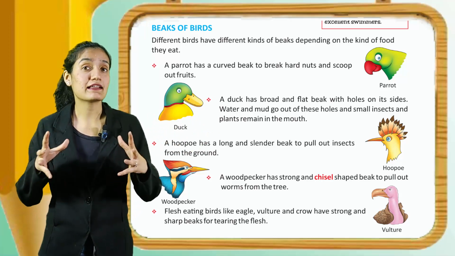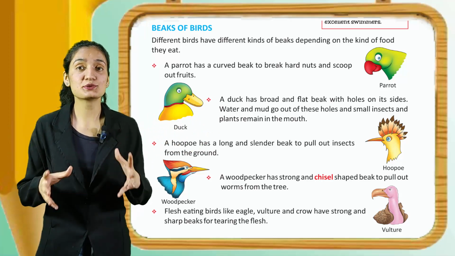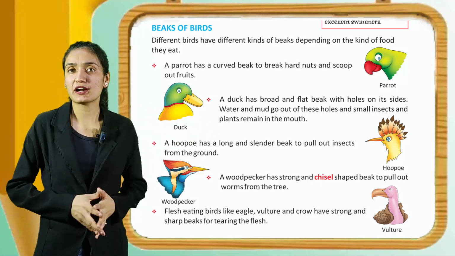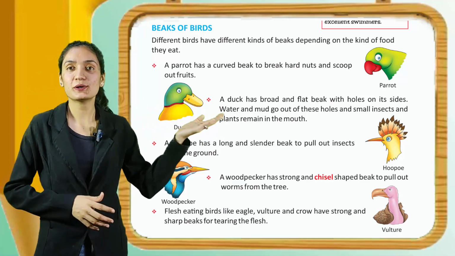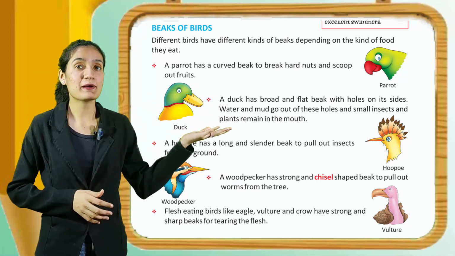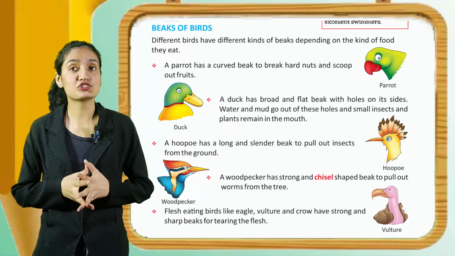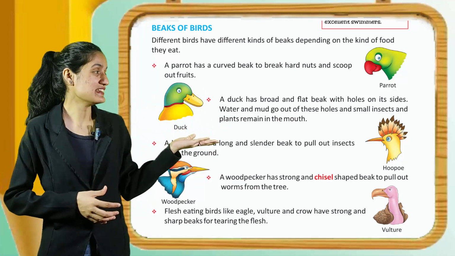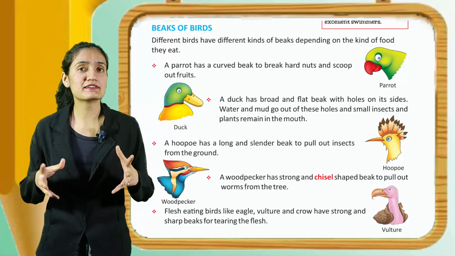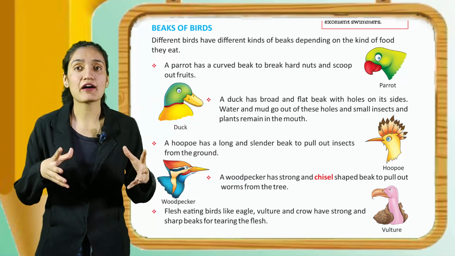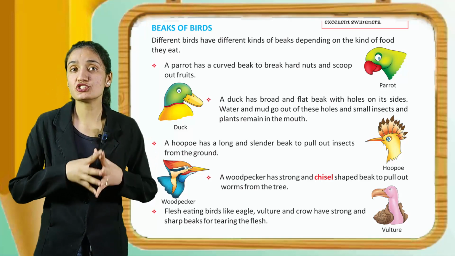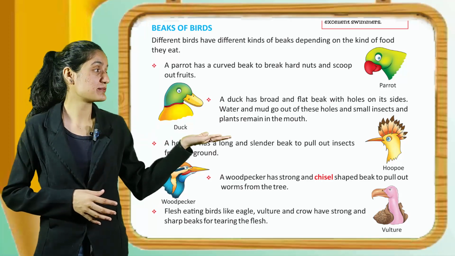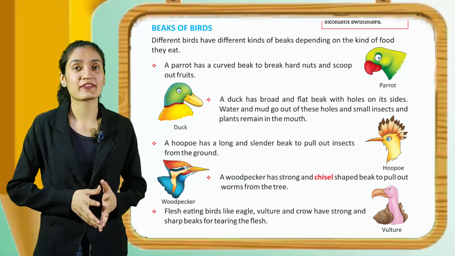A hoopoe has a long and slender beak to pull out insects from the ground. You can see the beak of a hoopoe. A woodpecker has a strong and chisel-shaped beak to pull out worms from the tree. You can see a woodpecker. Flesh-eating birds like eagle, vulture and crow have strong and sharp beaks for tearing the flesh. You can see the beak of a vulture.